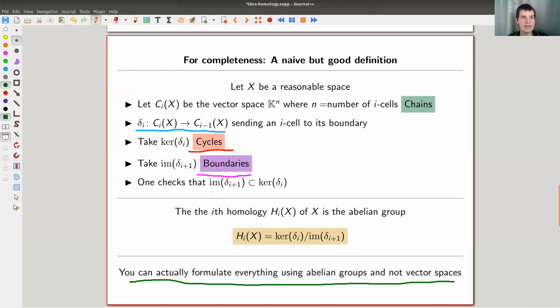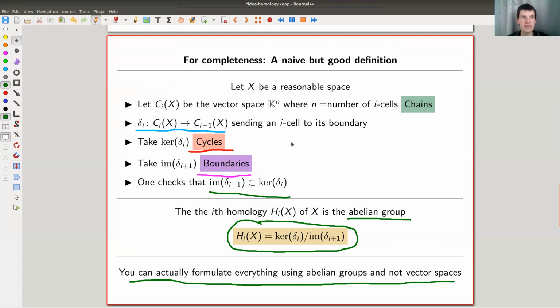And what you check is that the image is a subvector space of the kernel, the cycles. So all boundaries are cycles. Not all cycles are boundaries. So what you can do is you can just take the vector space quotient, or the abelian group, it doesn't really matter, and you get, well, the homology is this vector space quotient or this abelian group given by cycles modulo boundaries. Cycles modulo boundaries.